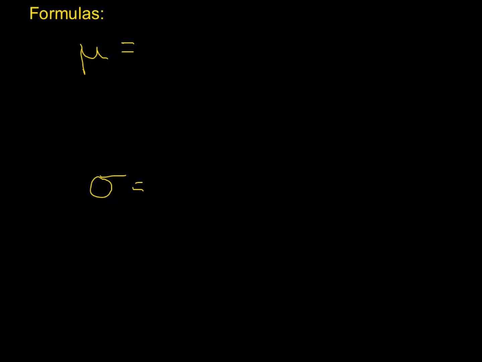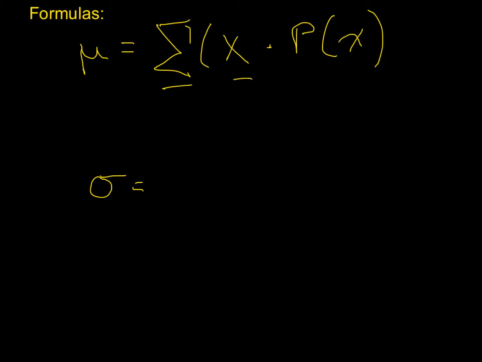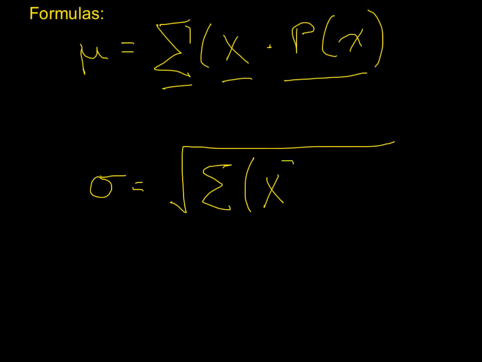So the two important formulas for a probability distribution are, for the mean, we need to know that it's equal to the sum of the random variables times their probabilities. So we define that as the sum of x times p of x. The other important formula is for standard deviation, and it's the square root of the sum of our random variables squared times their associated probabilities, p of x, minus the mean squared.